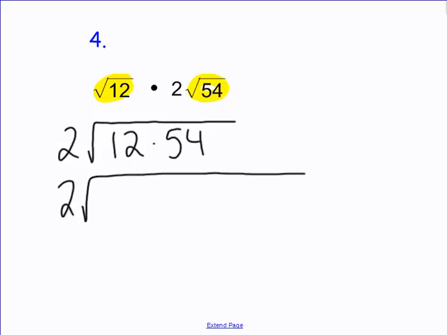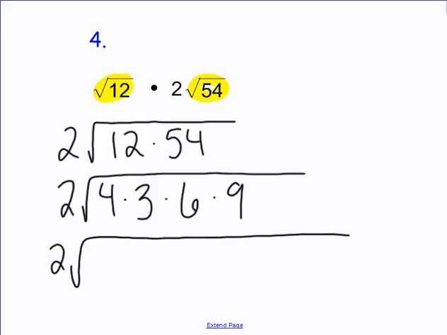So 12 is 4 and 3, that was the first one I thought of. 54 is 6 and 9. And I'm breaking them down even more. 4 is 2 and 2. 6 is 2 and 3. 9 is 3 and 3.